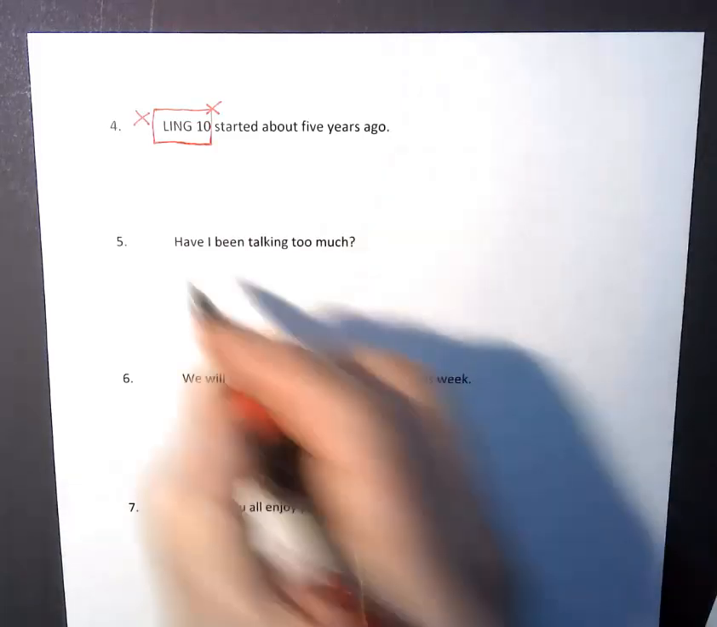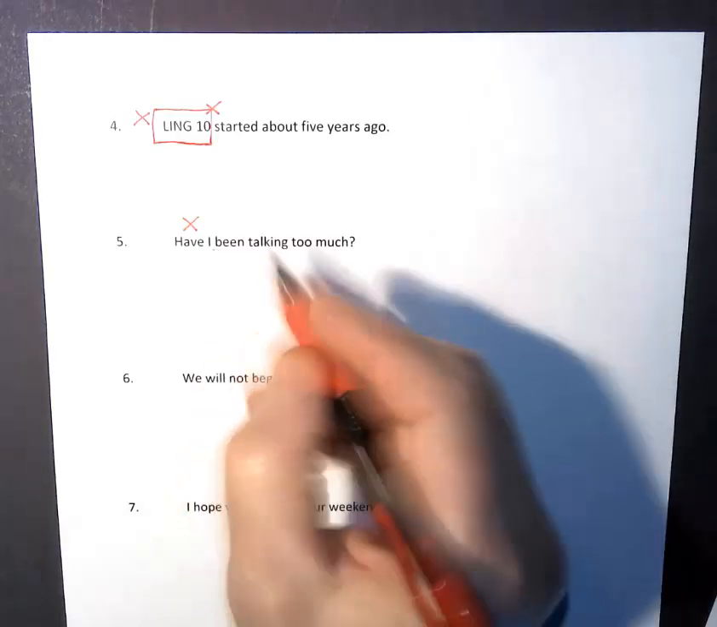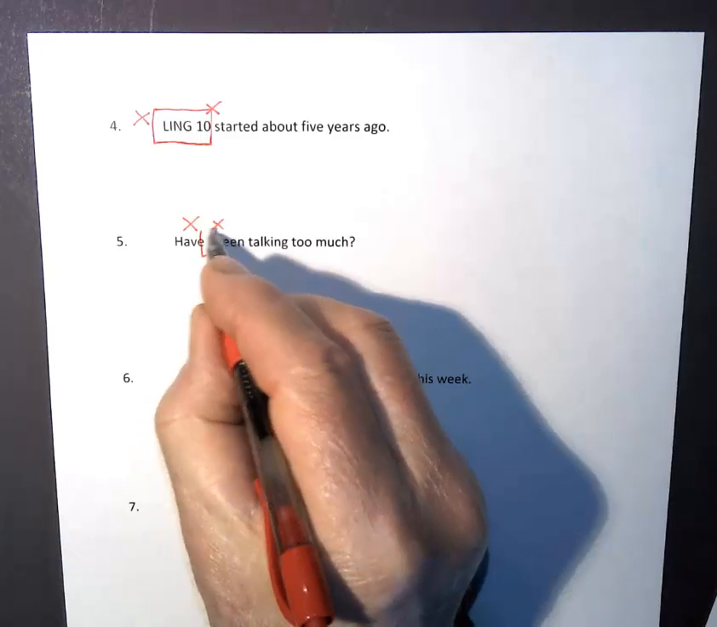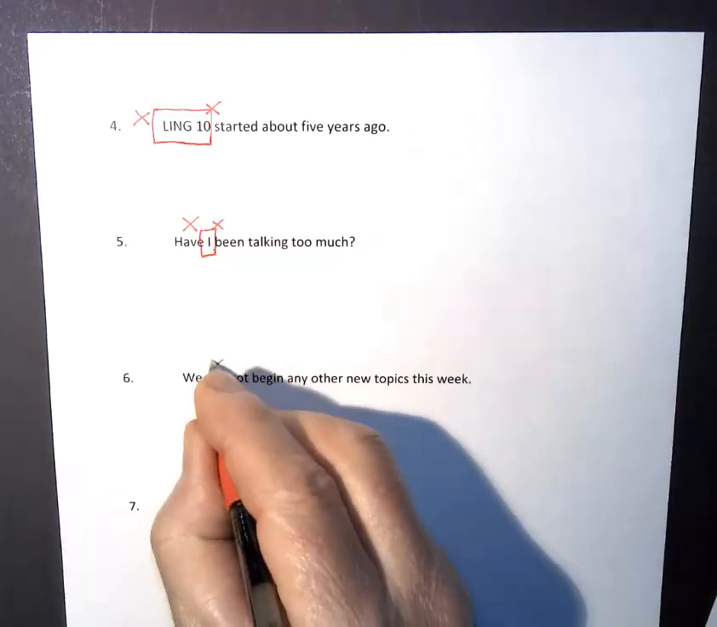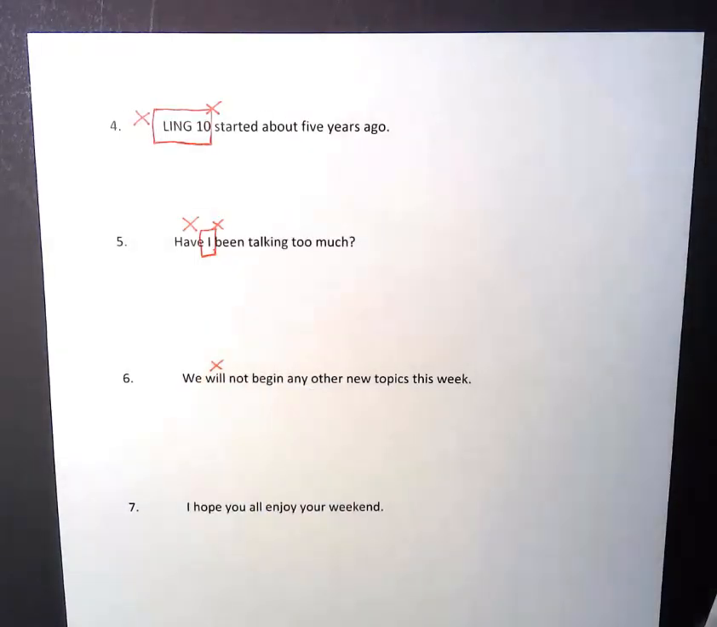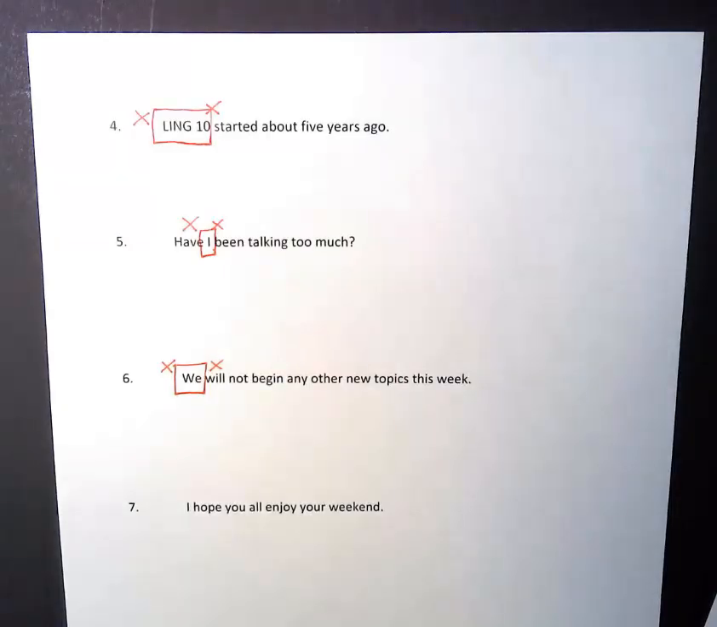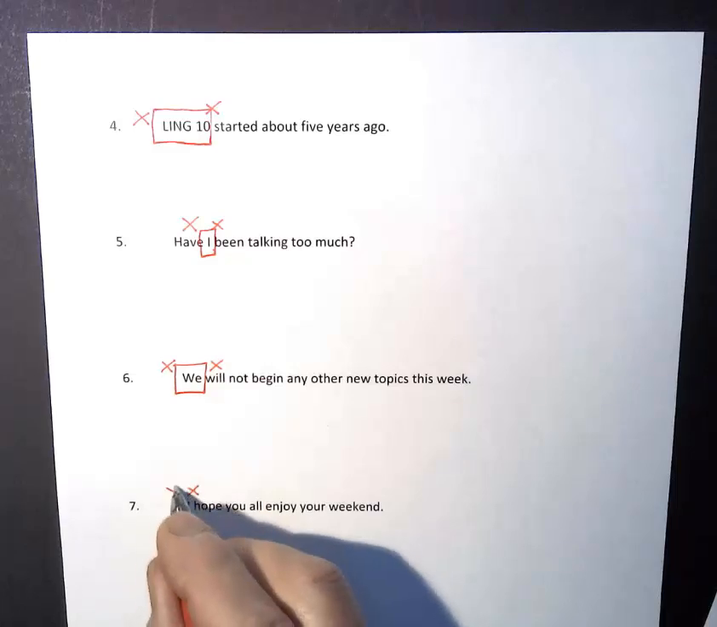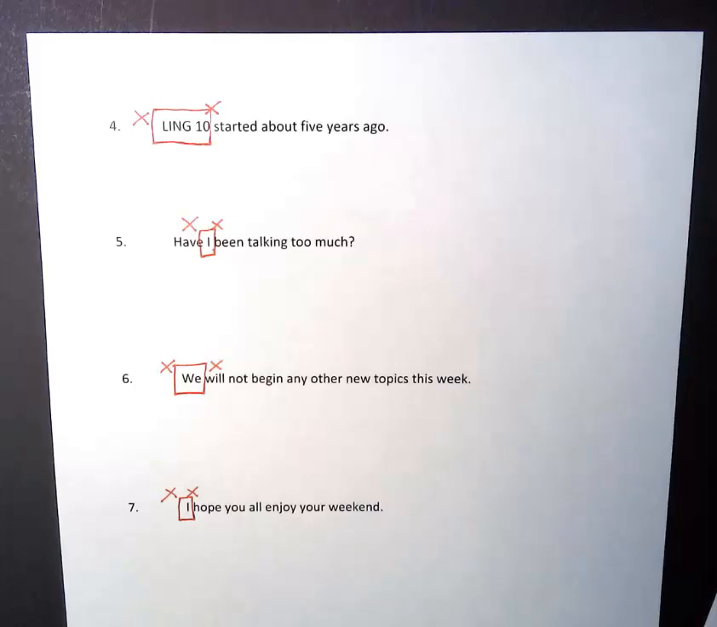Have I been talking too much? X word. I have been talking too much. There's my other X word place. I is the subject. We will not begin any other new topics this week. And then, will we begin? X word, subject is we. And last one, I hope. I do not hope. Do I hope? I is the subject. There, we're done.